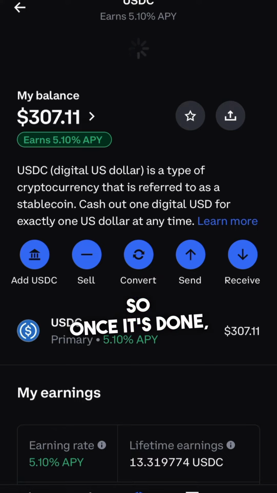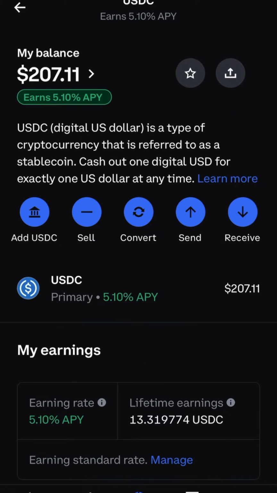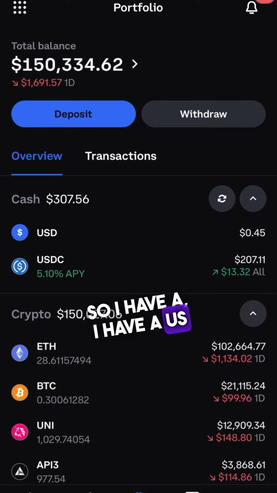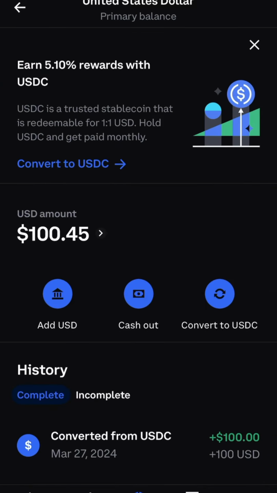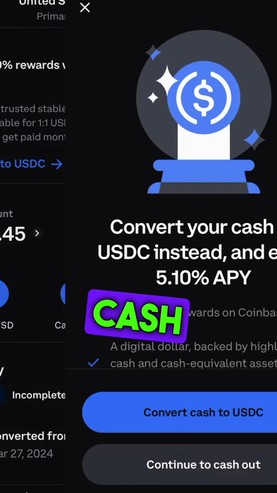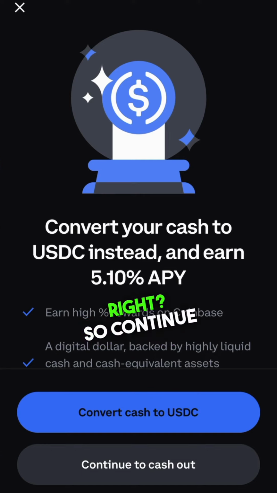So once it's done, yep, I have a US dollar. Now that I have US dollars, what you can do is cash out. So continue to cash out.